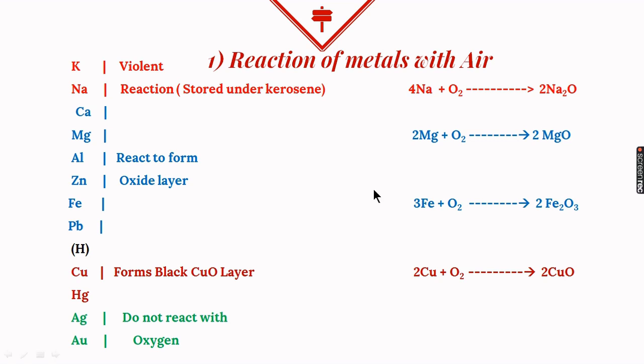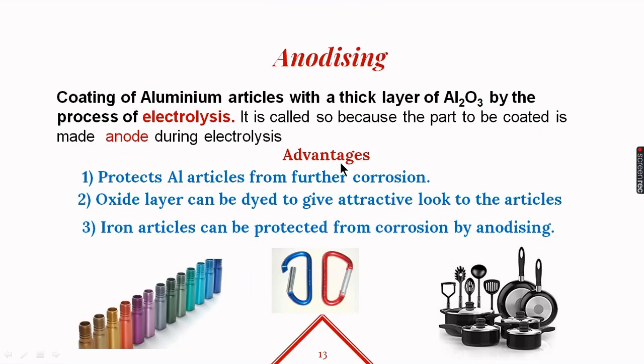The aluminium oxide layer formed is quite inert. As a result, a thick layer of aluminium oxide is used for coating some other metals like aluminium or iron by the process of electrolysis. Because this layer is formed at the anode, that is why it is given the name anodizing.